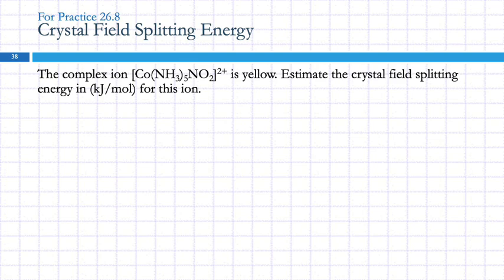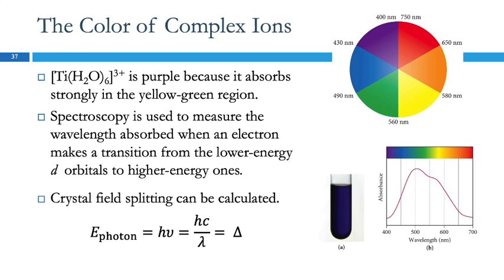So the complex ion Co(NH3)5NO2 2+ is yellow. Estimate the crystal field splitting energy in kilojoules per mole for this ion. So the tricky thing about this is we're not going to use the frequency of yellow light because that's being transmitted. That's not being absorbed. We want to look at the complementary color. So if we're seeing yellow, that means it's absorbing purple.